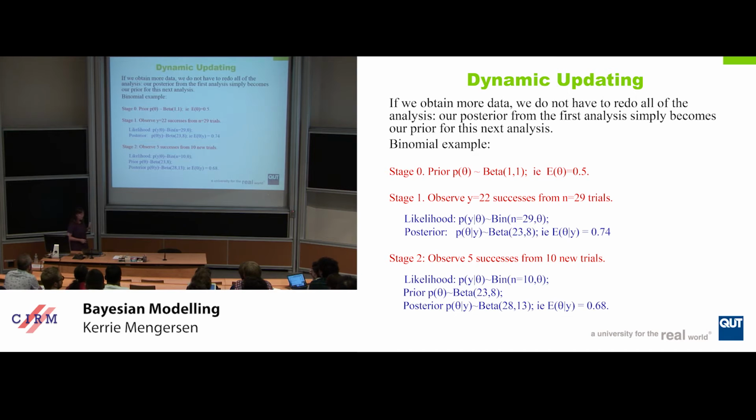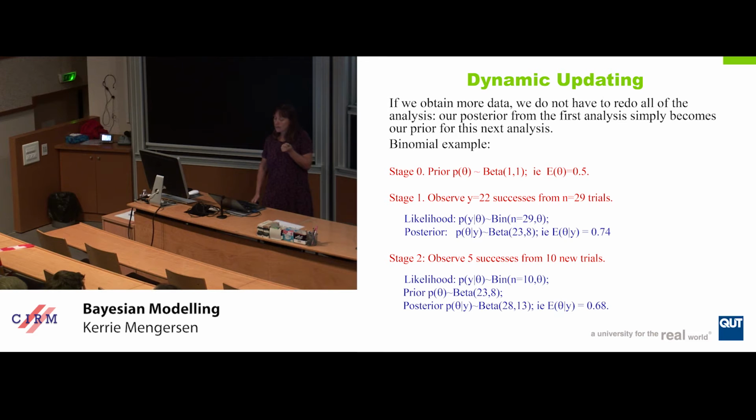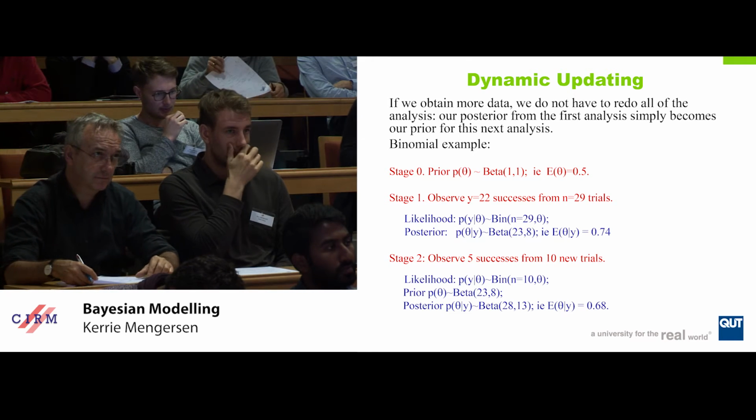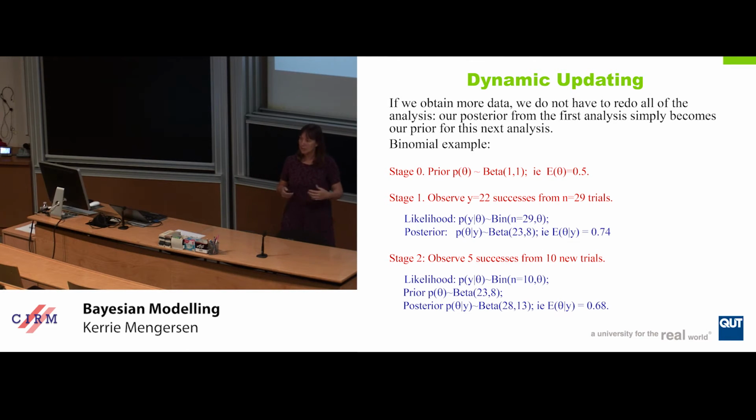The nice thing about this is it leads us to this idea of Bayesian learning or dynamic updating. If we obtain more data, we don't have to redo all of the analysis. If we have, for example, a beta 1-1 and we get some data, we can update our posterior distribution. That posterior distribution becomes our prior distribution when we get more data, and then we update that to a new posterior distribution. That's our new understanding of the probability of success. We add more data, that becomes our prior, we get more data and we update. That's our iterative updating, or Bayesian learning mechanism.